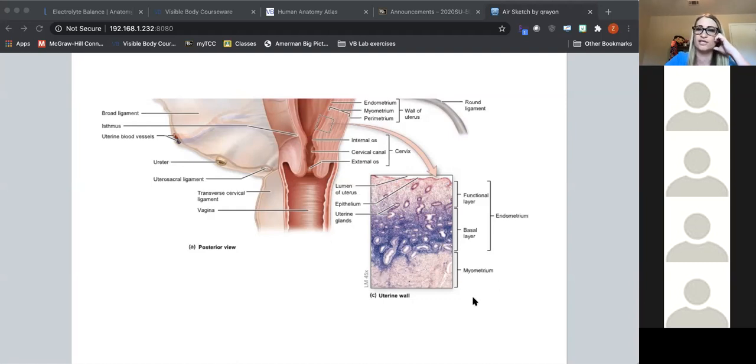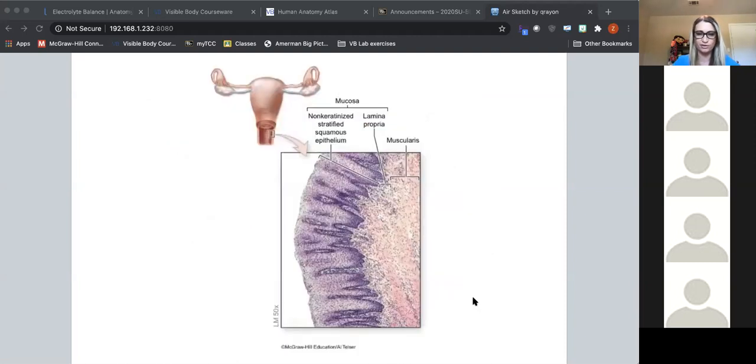The uterus actually does contract during menstruation. It's like little mini contractions, much weaker than during childbirth, but it's almost like the uterus is practicing for childbirth. Okay.